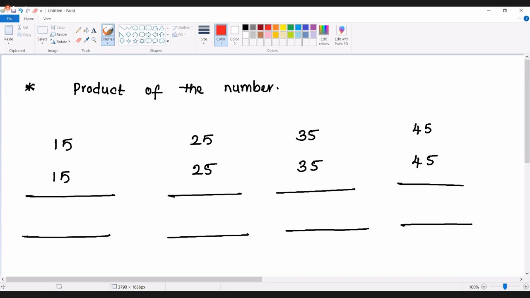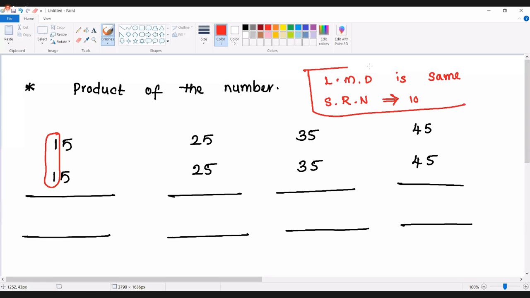We'll try to observe. Let's start with the first number, 15 into 15, and 25 into 25, and 35 into 35, and 45 into 45. All these numbers have one common property. What is the common property? If you observe 15 into 15, the leftmost digit here is 1 and here it is 1. So the leftmost digit is the same for all these numbers, and the sum of the remaining digits is equal to 10. This is a basic property all these numbers follow.